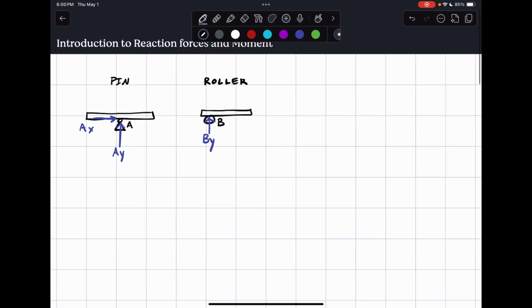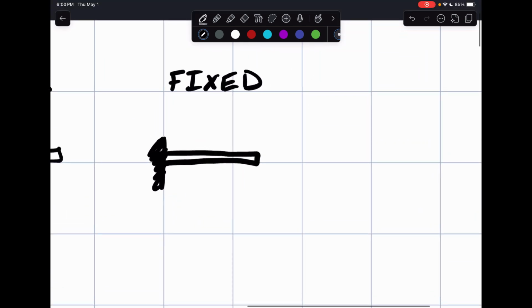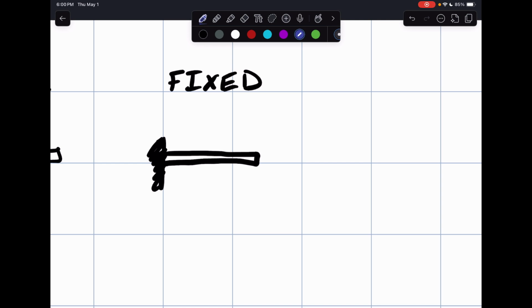And if we move to our next type of support system, our fixed support, we'll notice that we have three reaction forces. So we'll have our simply supported beam, which is fixed. And we'll have three reaction forces. We'll have a reaction force in the y direction, a reaction force in the x direction, and we'll have a moment.